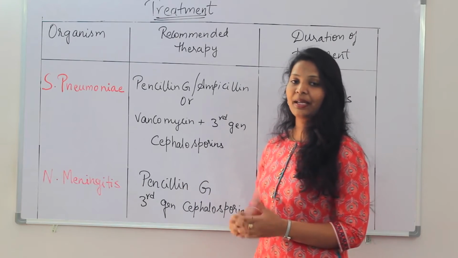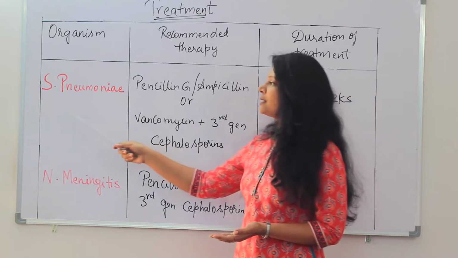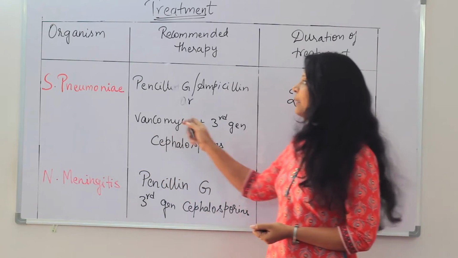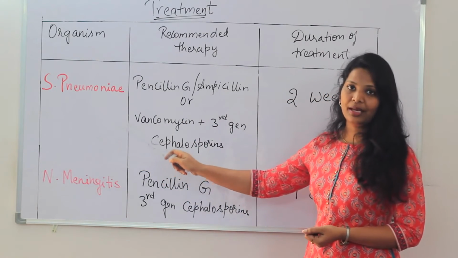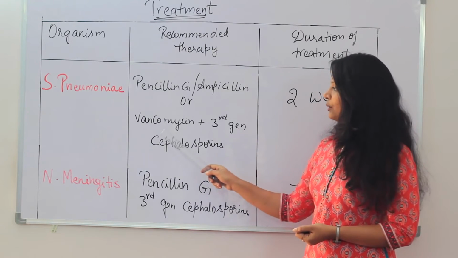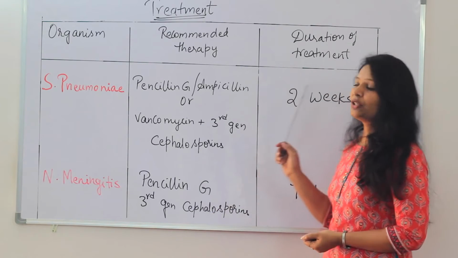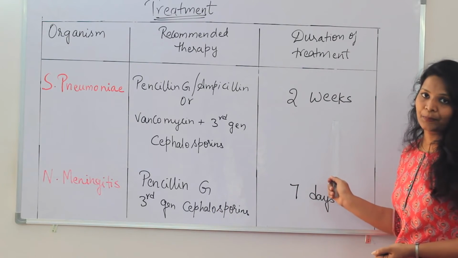If you see the treatment, depending on the type of the organism, it is different. First, Streptococcus pneumoniae. The recommended therapy for Streptococcus pneumoniae can be penicillin or ampicillin, or we can go for vancomycin plus third-gen cephalosporins. And the duration of treatment could be 2 weeks.